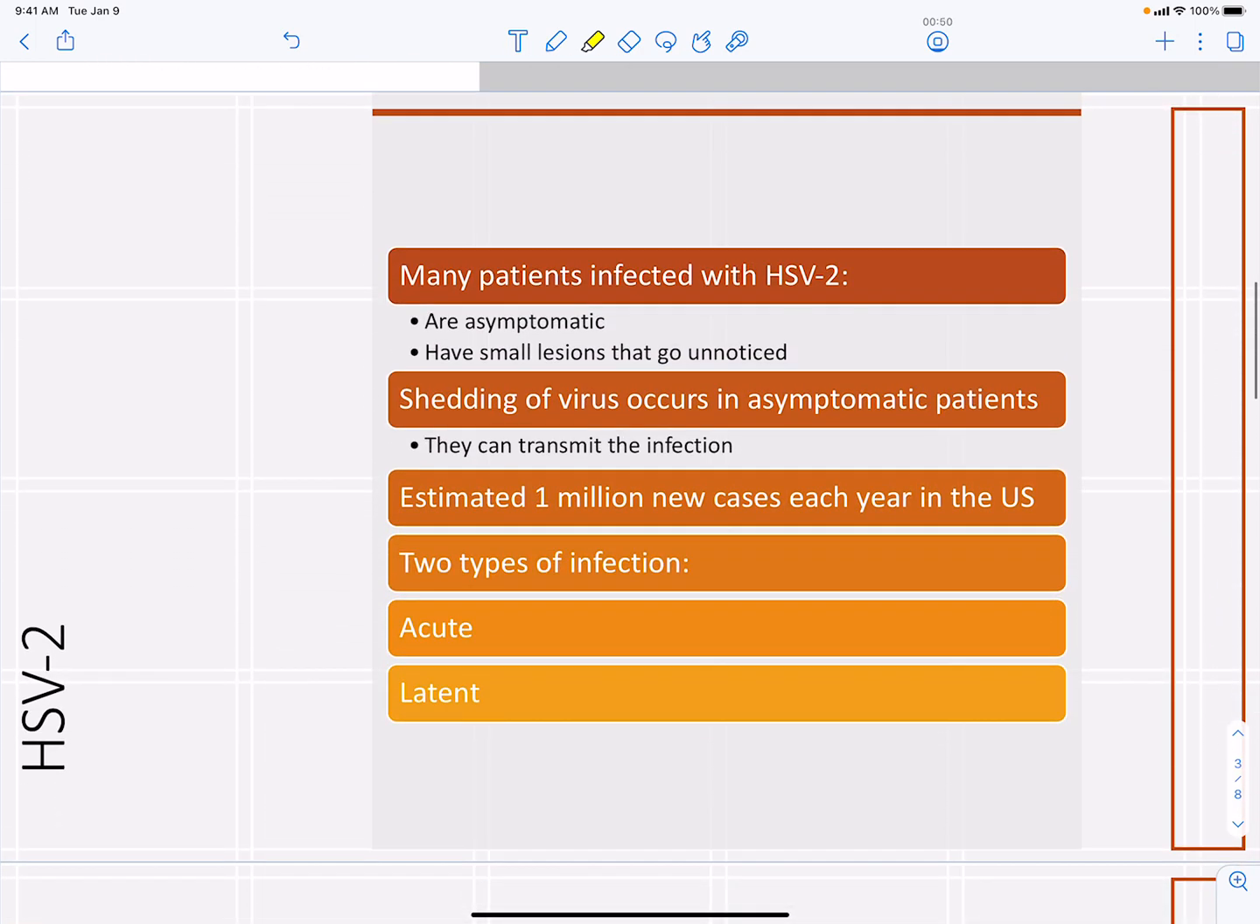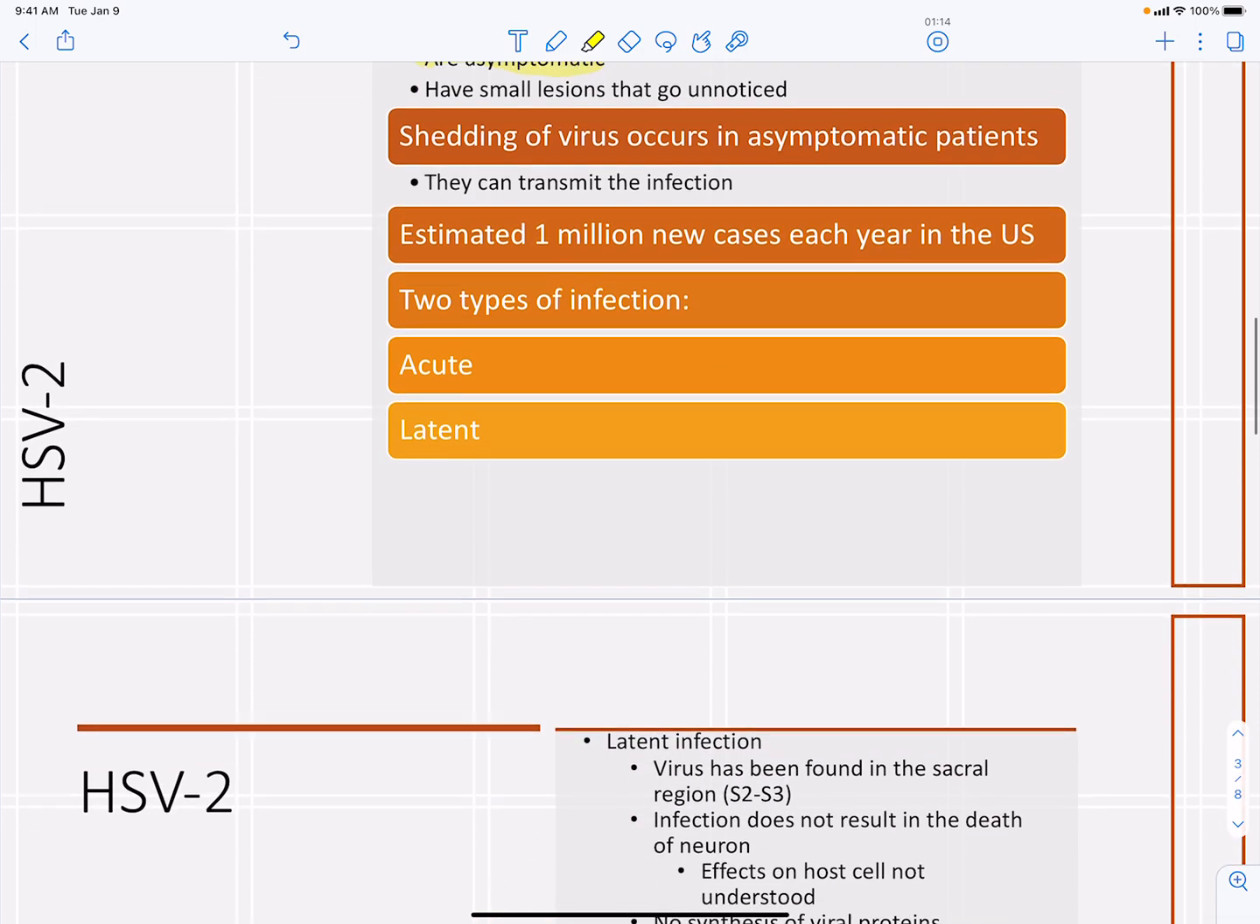Now, many patients are asymptomatic, so they don't know they're infected with herpes simplex virus 2. The lesions are small and might go unnoticed, and they can shed the virus and transmit the infection. Asymptomatic patients can transmit the infection to other people. There are about 1 million new cases every year in the United States, and we have both acute and latent types of infection.